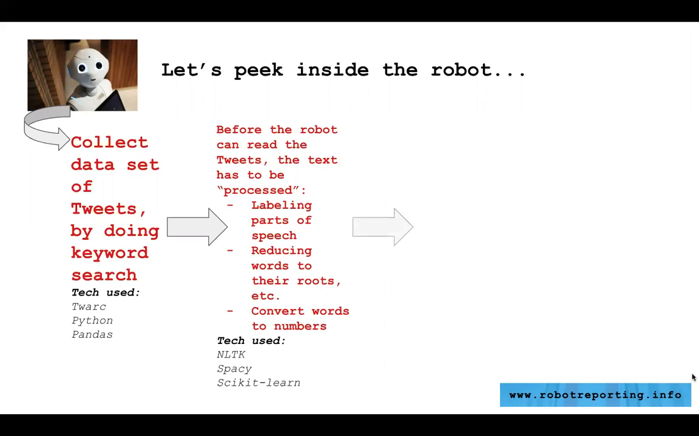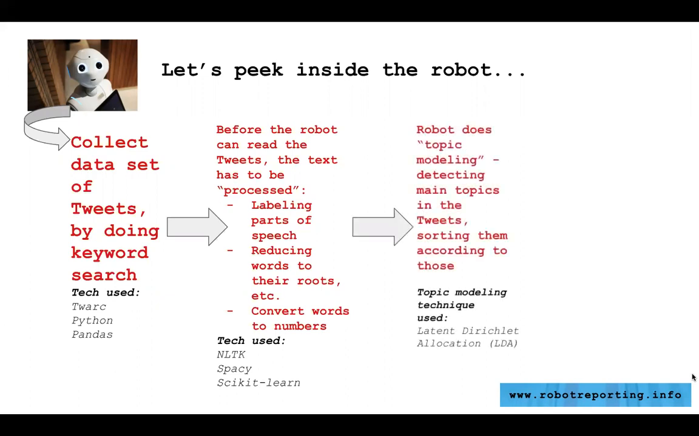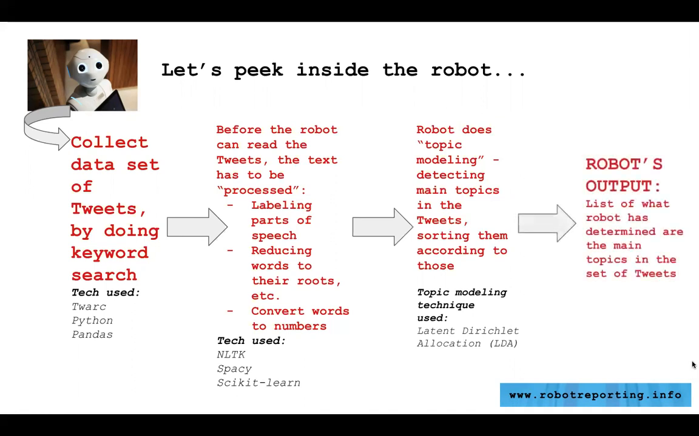Once the text is processed, the next step is the robot does what we call topic modeling, detecting the main topics within the tweets and sorting them out according to those. The topic modeling technique that I used is called latent Dirichlet allocation. Finally, the output that the robot gives me is a list of what the robot has determined are the main topics within all of those tweets. So let's put this to work. Let's look at an example of what we can do with this.